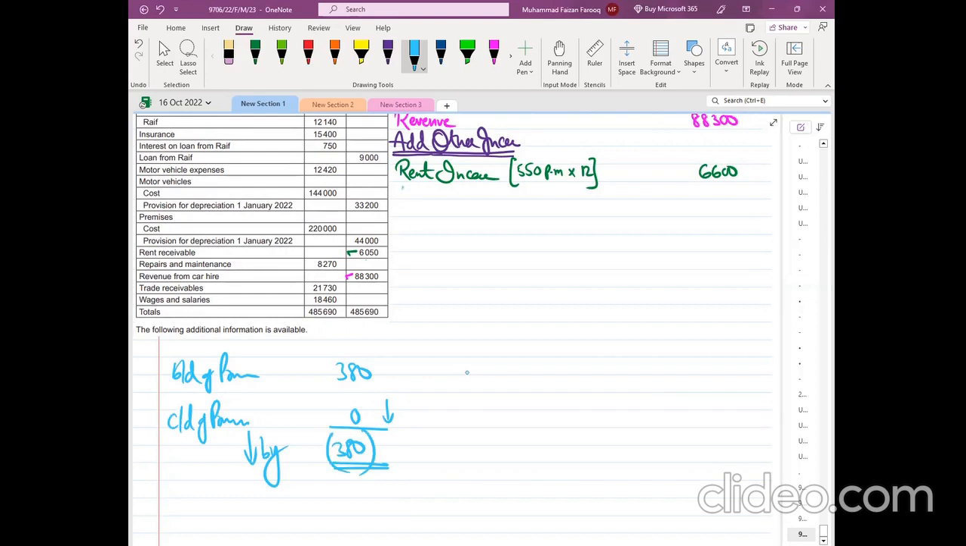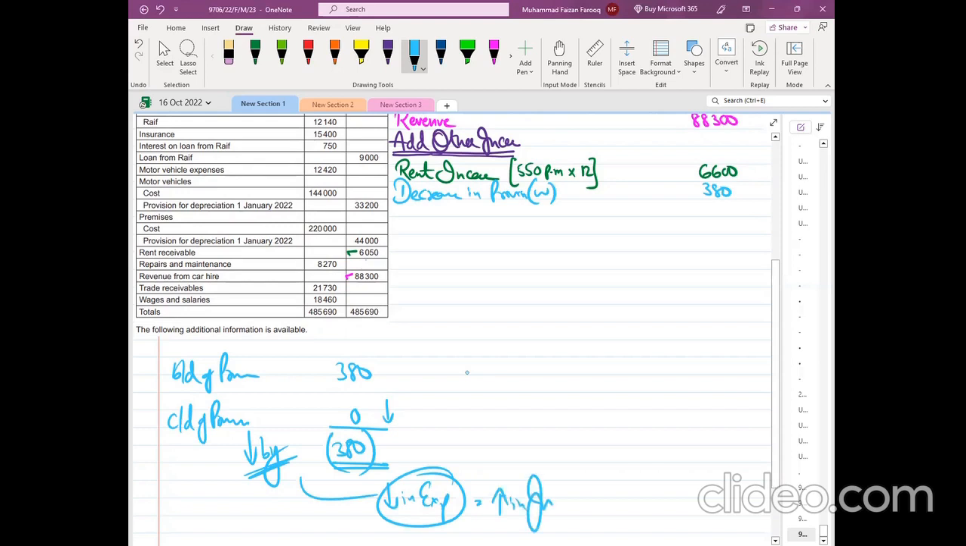Decrease in provision is our income. So 380, and decrease in provision is our decrease in expense, and decrease in expense means increase in income. This we already learned, but this is the first time that they use this type of wordings, that no need of provision. Khalas. So it was 380, now it is 0. So it's decreased by 380 and finish it off.